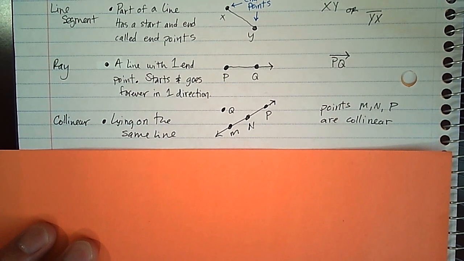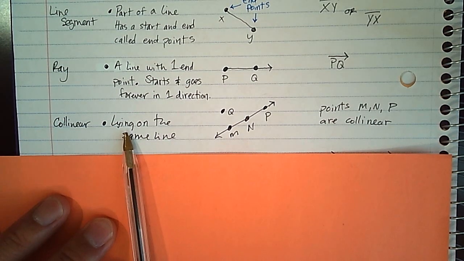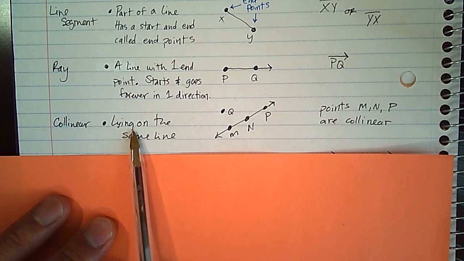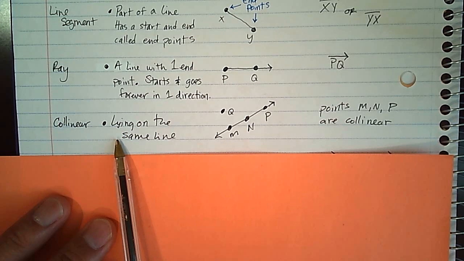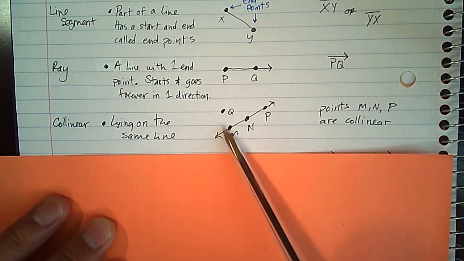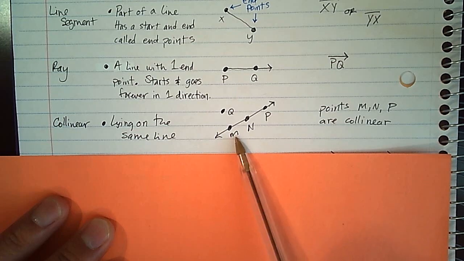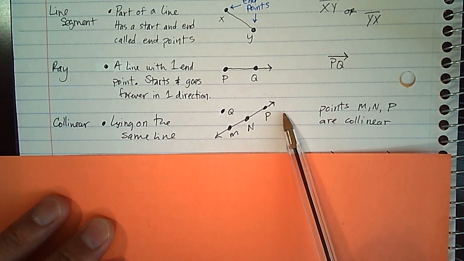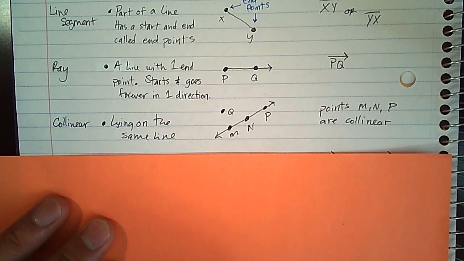Next we have collinear. Collinear just means being on the same line. The book described it as lying on the same line. Again, when points are on the same line, it's called collinear. So here's an example. I have all these points here. Only M, N, and P are collinear. Q is not collinear because it's not on this line. Pretty easy. Okay, so that's what collinear is. We don't need to define not collinear, it's just not on the same line.